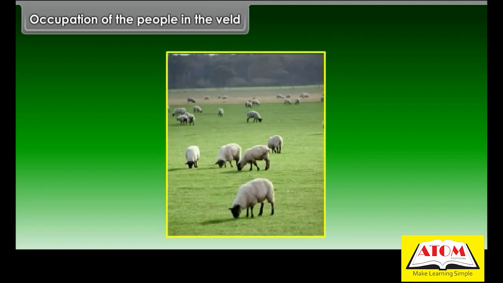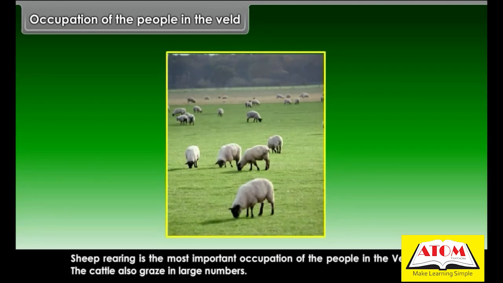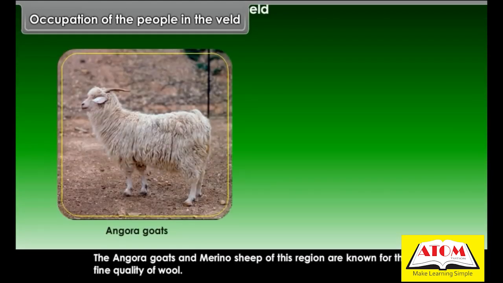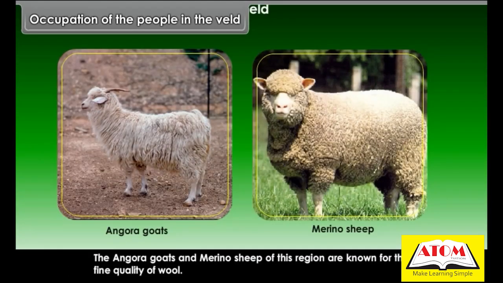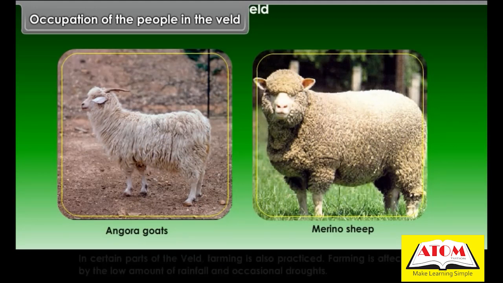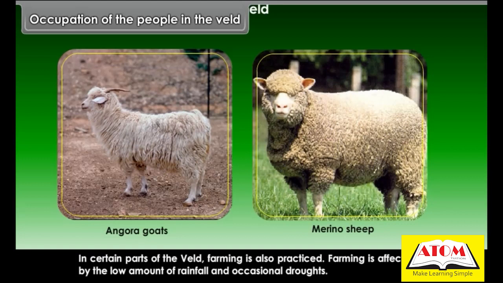Occupation of the people in the veldt. Sheep rearing is the most important occupation of the people in the veldt. The cattle also graze in large numbers. The Angora goats and merino sheep of this region are known for their fine quality of wool. The cattlemen now supply most of the local needs of milk, mutton and wool. In certain parts of the veldt, farming is also practiced. Farming is affected by the low amount of rainfall and occasional droughts.